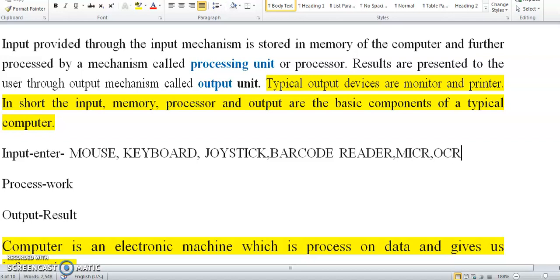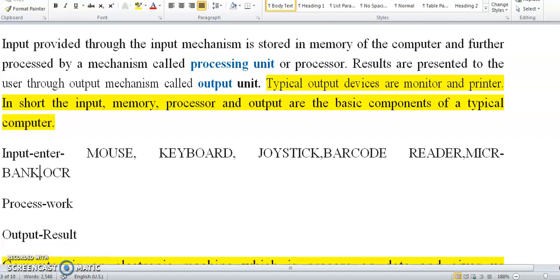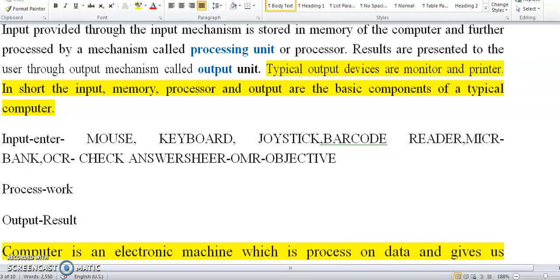OCR. MICR means magnetic ink character reader. OCR means optical character reader. MICR is used in banks to read the cheque number, and OCR is used to check question papers and answer sheets, like OMR, objective. So these are the input units.